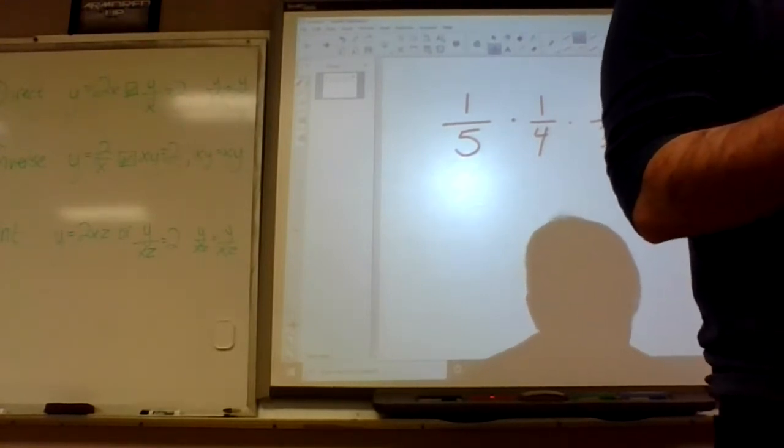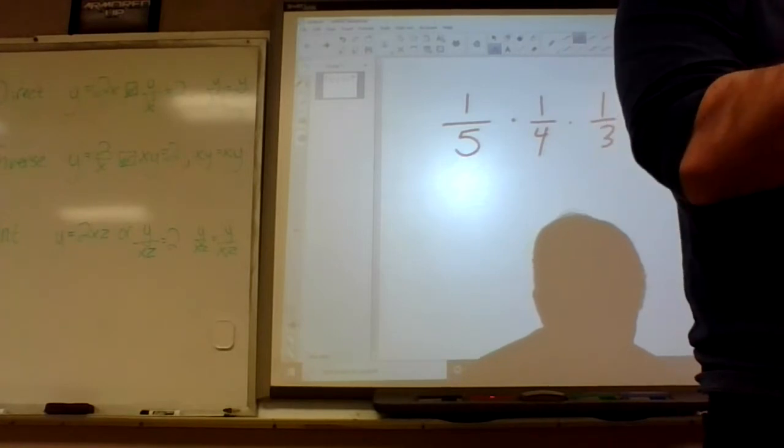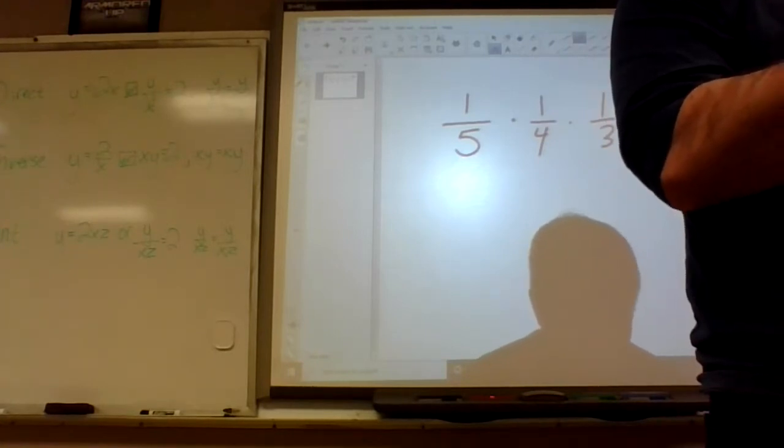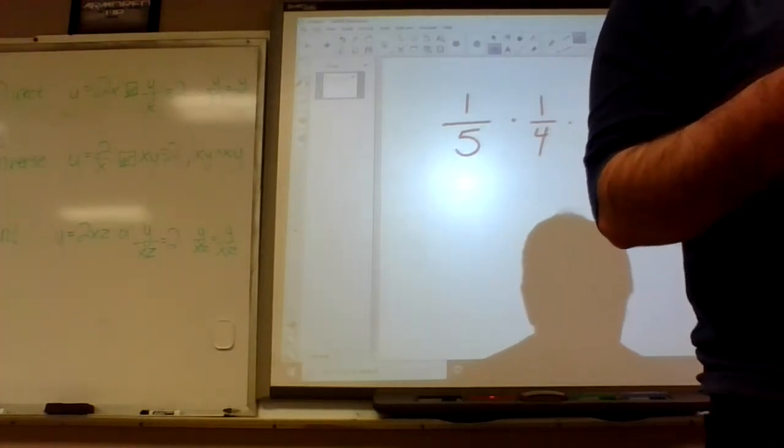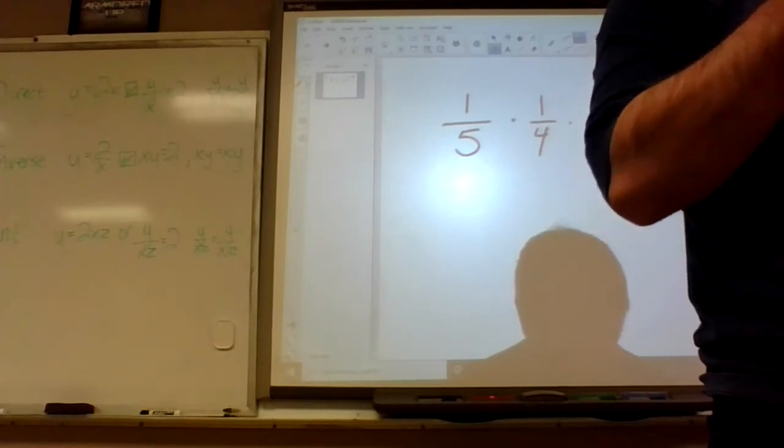Number 11. Find the probability of A and B if they're independent. So anyway, for the probability of A and B happening, you just multiply the probabilities together.